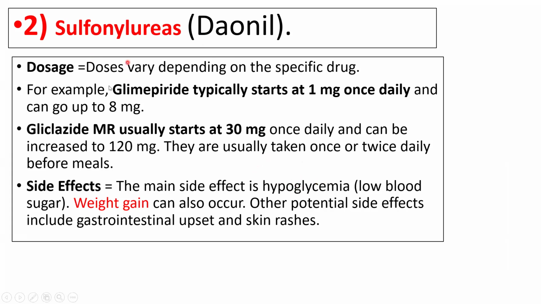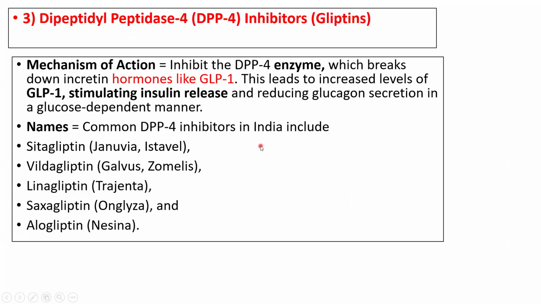Then the second side effect is weight gain. So these sulfonylureas cannot be given to obese patients, because that will be problematic. Other potential side effects include GIT, gastrointestinal tract upset, that means nausea, vomiting, loose motion, and some patients may get skin rash.